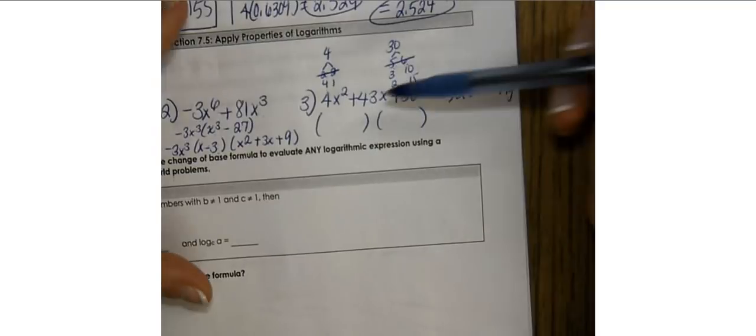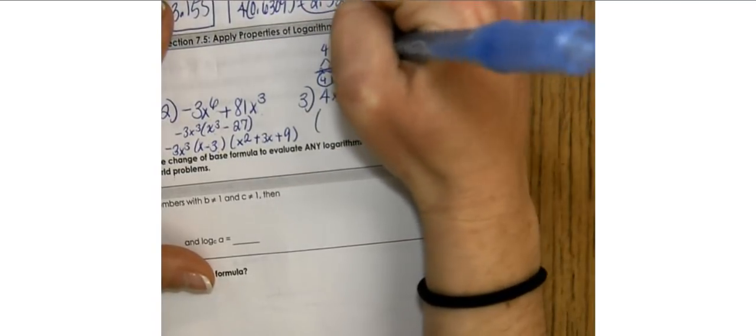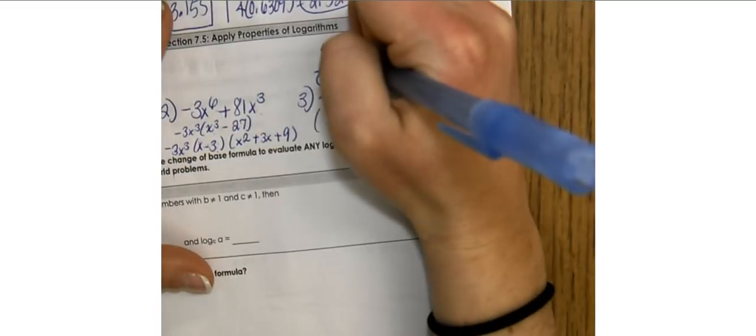So now I'm going to try my next set of numbers. 4 times 3 is 12, and 1 times 10 is 10. 12 plus 10 is equal to 22. That's not going to work, so I'm going to try a different combination. 4 times 10 is 40. 1 times 3 is 3, and 40 plus 3 is 43. I found what works. So what I did is I went 4 times 10 plus 1 times 3, and that's how I was able to get 43.